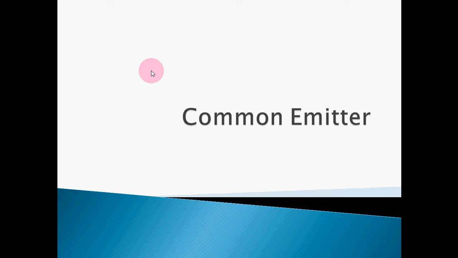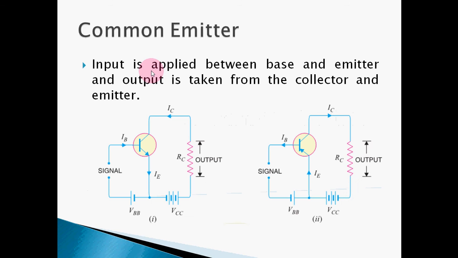Today we are going to see the common emitter configuration and common collector. So let's see. This is the common emitter configuration. Here the input signal is applied between base and emitter, and the output is taken from the collector and emitter.